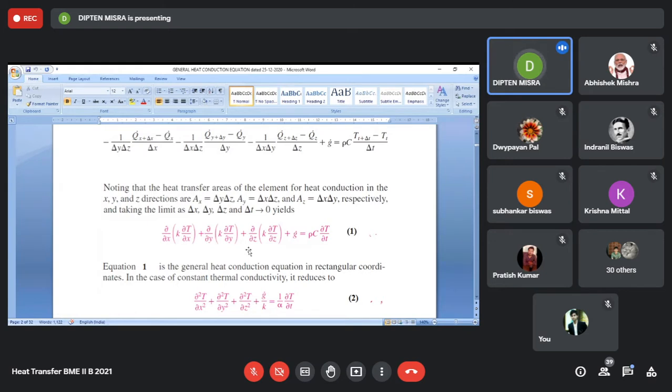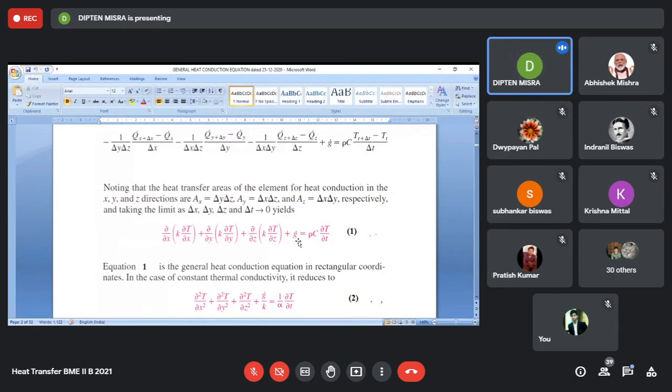But in this case, as it indicates, k is changing with x, maybe not because of different chemical composition, but because the conductivity may be temperature dependent. As x changes, the temperature changes, so conductivity also changes with x. That's why, if we keep it inside this bracket of the derivative, it indicates that conductivity is different at different x, maybe because of non-homogeneity of the material, or maybe because of temperature-dependent conductivity. So this is a case of heat conduction in three dimensions with variable conductivity.